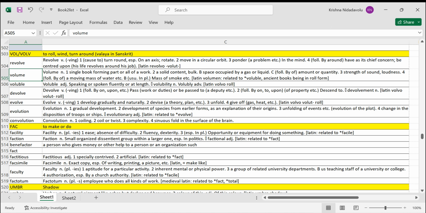Voluble. Voluble is speaking very fluently, readily, rapidly, very talkative. How this word came about is that a voluble person has words rolling off his or her tongue. Rolling is much faster, right? Rolling a ball is much faster than pushing a box. So words are rolling off the tongue, and that person is voluble. So words are rolling. That's how it is related to vol. That is voluble.